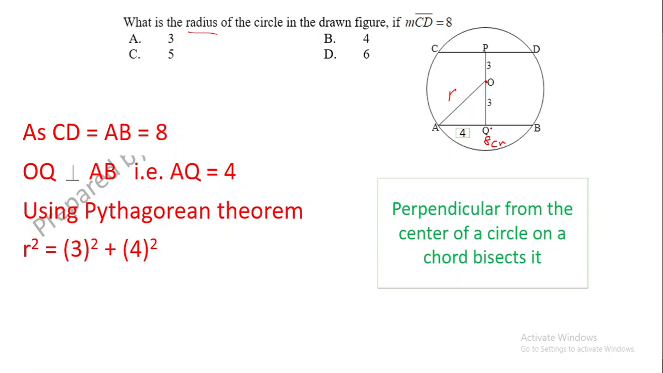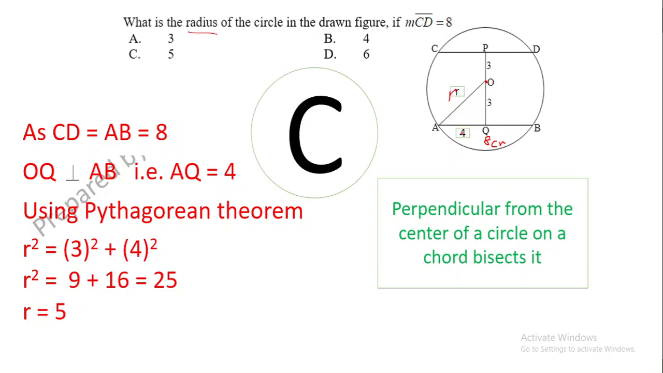So you just have to do 3 square plus 4 square. What is the answer? 9 plus 16, 25, and the value of r is equal to 5. Where is the 5? C option is the correct one. So this one is 1 and C is the right option, right?